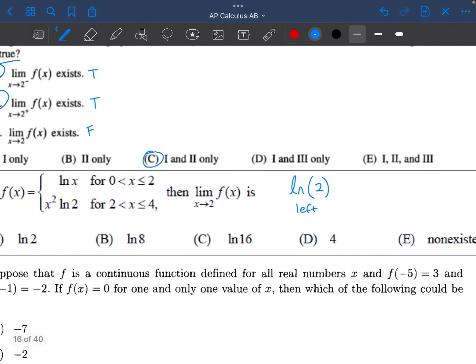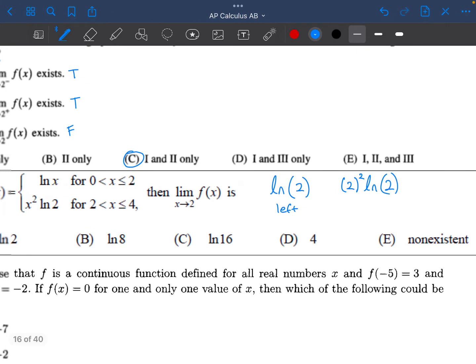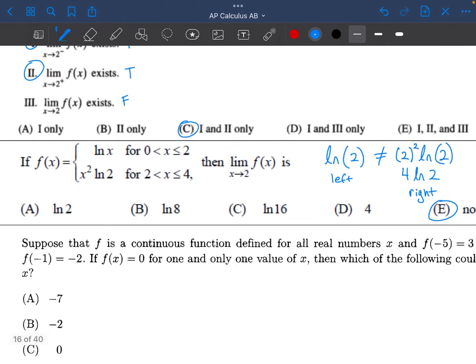And for the right piece, we have x squared natural log of 2, so x squared is going to turn into 2 squared natural log of 2. I believe that looks good. And you can see that's going to turn into 4 natural log of 2, and 4 natural log of 2 is not the same as natural log of 2, and that was the right piece. Because the left and the right do not equal each other, I'll go ahead and put not equal to each other, the answer here is non-existent, E.